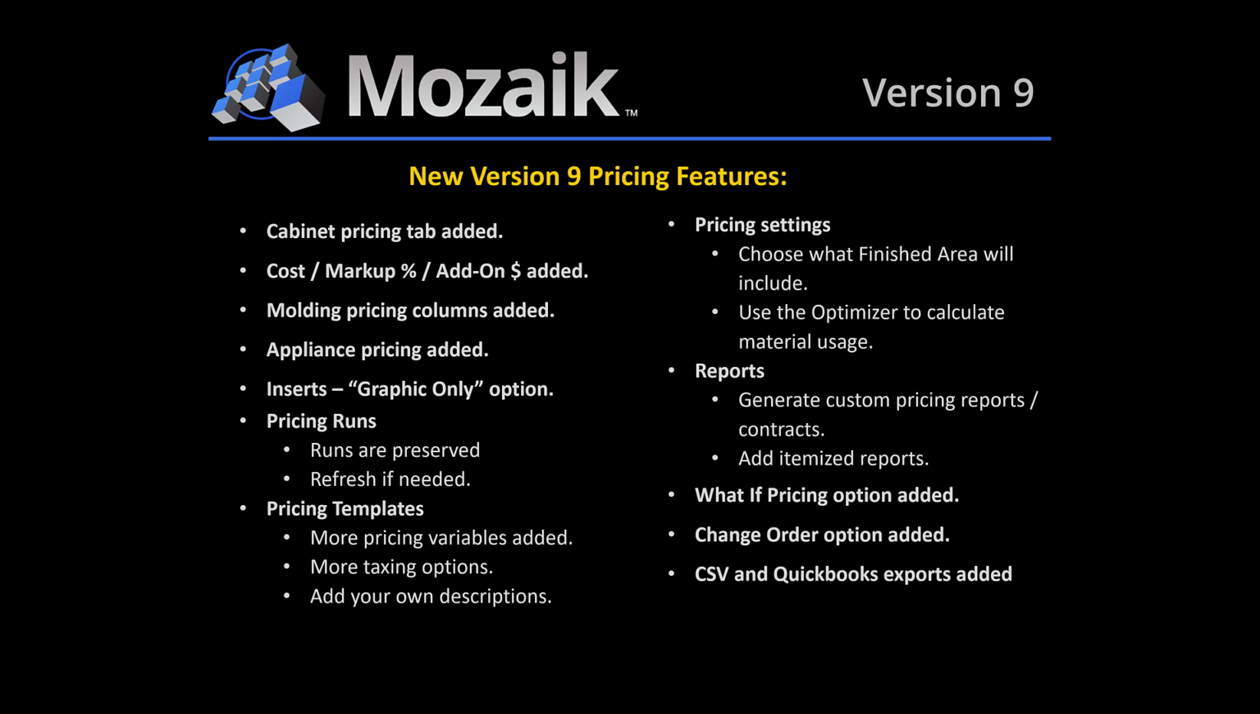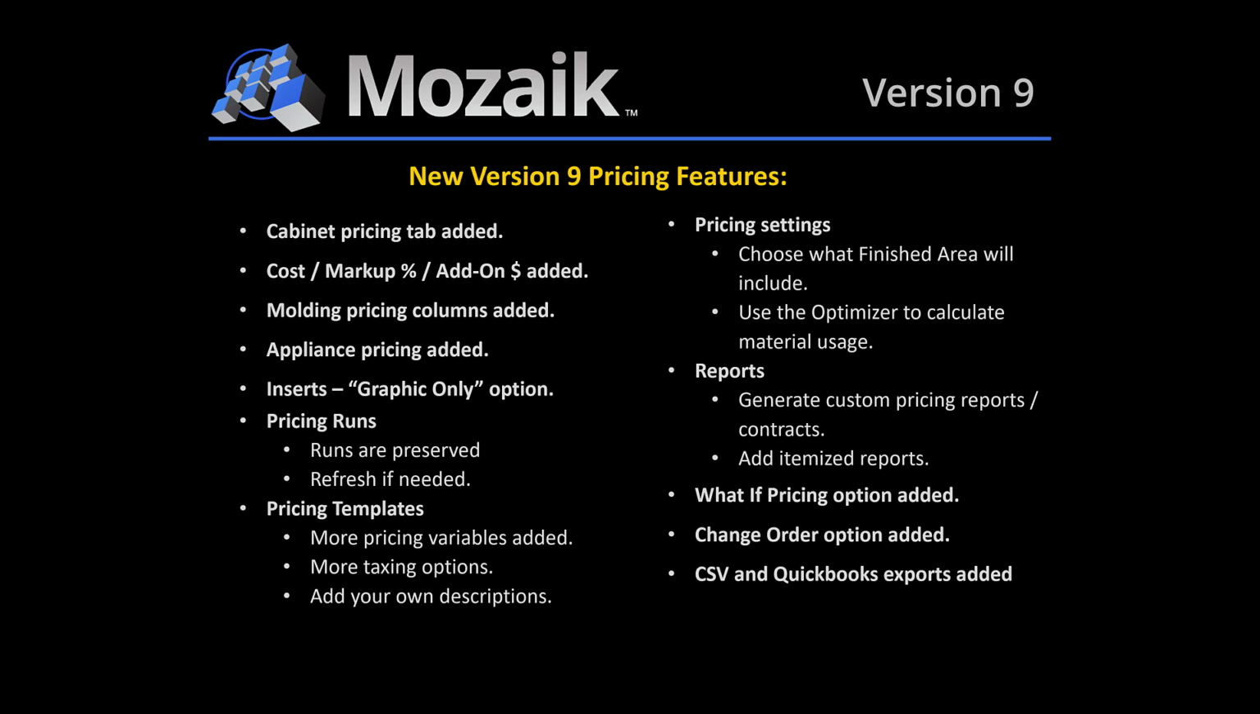Molding pricing has also been included. You can create different columns to give each shape of molding a different price based on species of wood. Appliance pricing has been added. In the insert library, a graphic only option has been included. You can define an item as graphic only or decorative, so it will no longer appear in pricing reports.